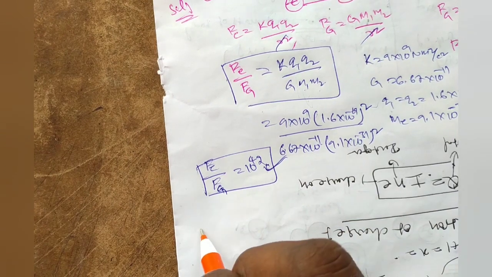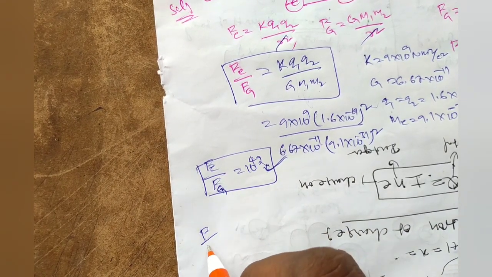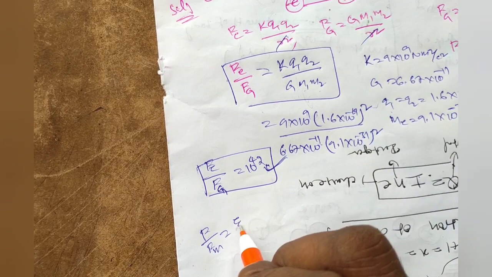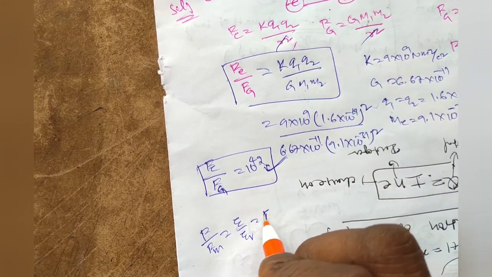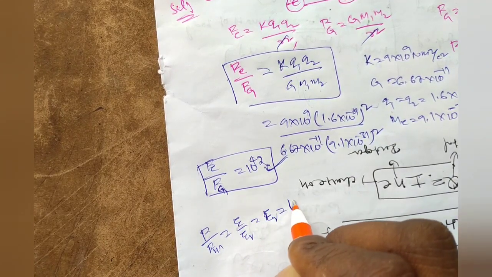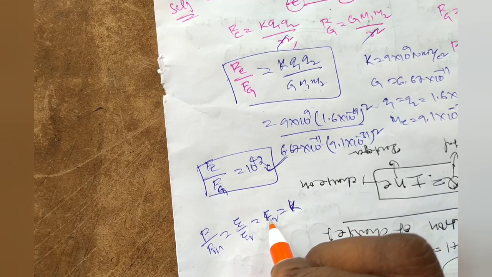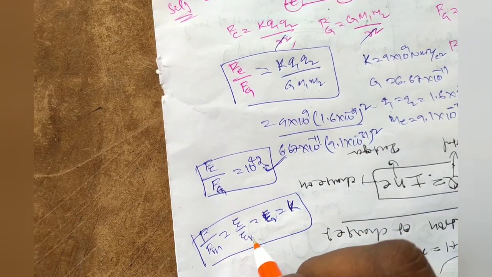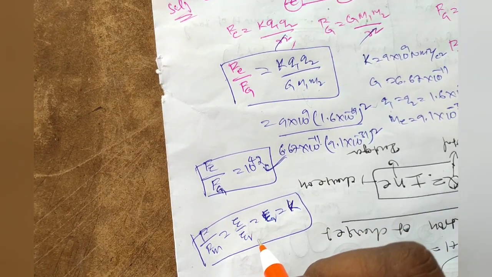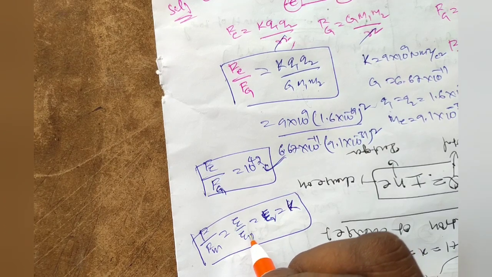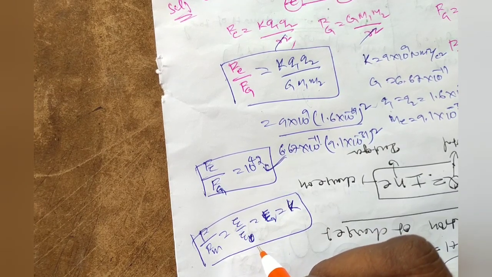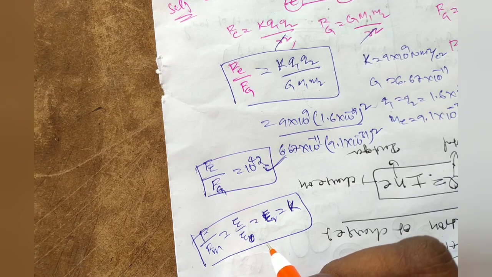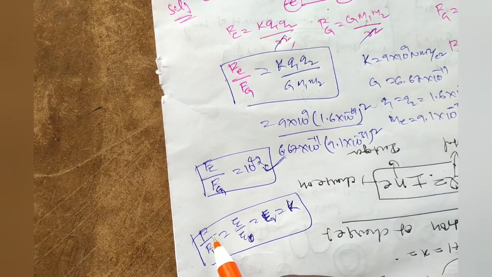For a medium, F by Fm is equal to epsilon by epsilon r, which is equal to K. K is the dielectric constant, epsilon r is the relative permittivity, and epsilon is the permittivity of the medium. Epsilon naught is the permittivity in free space. F is the force in free space and Fm is the force in a medium. These are the relations. Thank you.